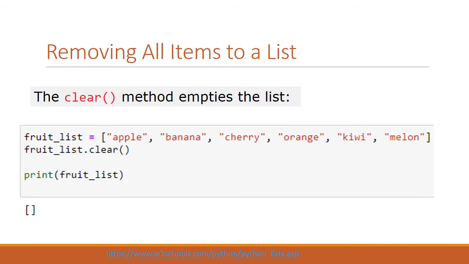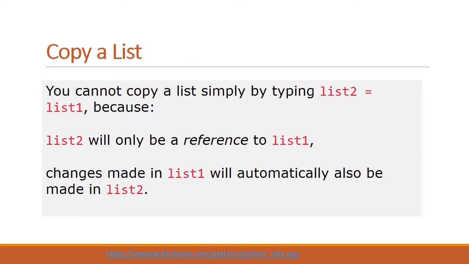To remove all of the elements in a list, we call the clear method for that list. So in our example, we have our fruit list, then we call the clear method. When we print our list, we see that it's the empty list.